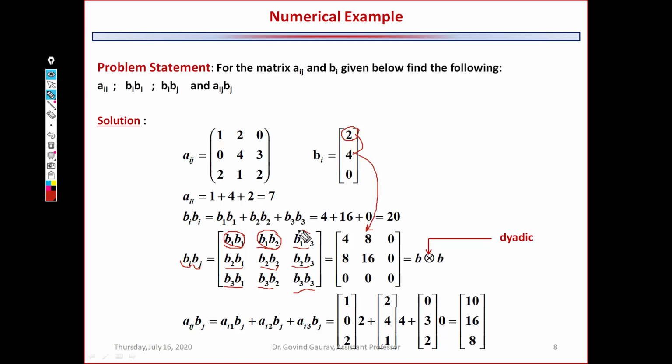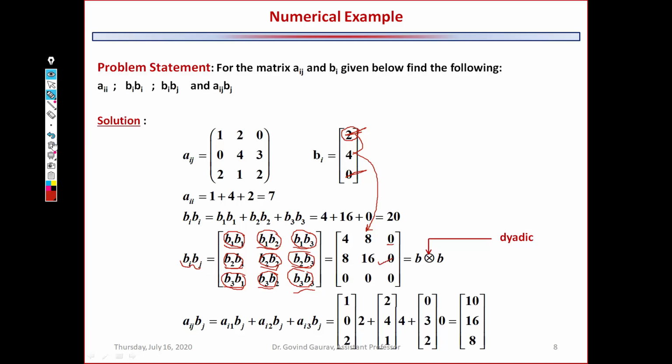The third one would be b1 multiplied by b3. b1 is this value and b3 is this value. So if we multiply 2 with 0, we will get a value of 0. So if we carry out the following formulation for all these coefficients, we will get all these values. Similarly, we will multiply all these values. We will finally get a matrix of this form.